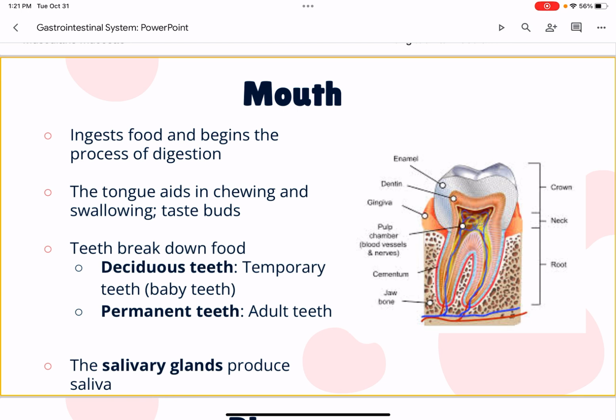Salivary glands secrete saliva, which begins the breakdown of food. There are three main pairs of salivary glands. The parotid glands are the largest. They are located in the tissue inferior and anterior to the ears. The submandibular glands lie below the jaw. The sublingual glands are located under the tongue.